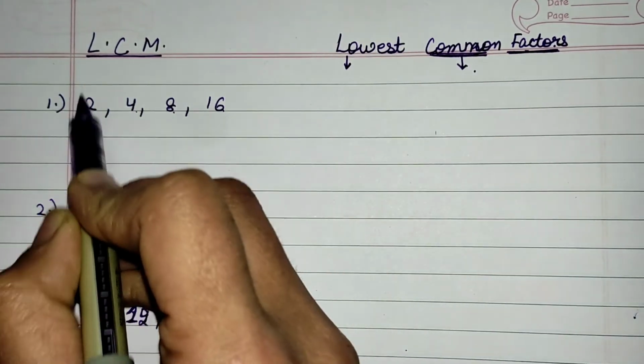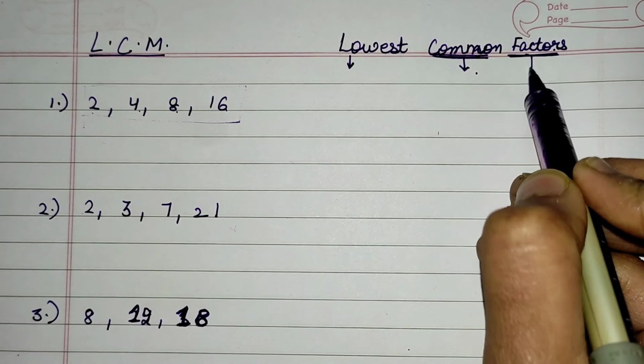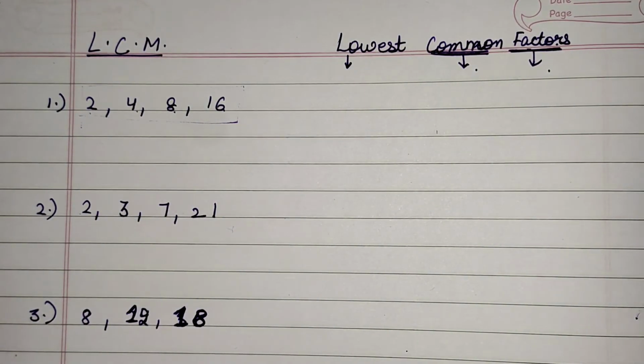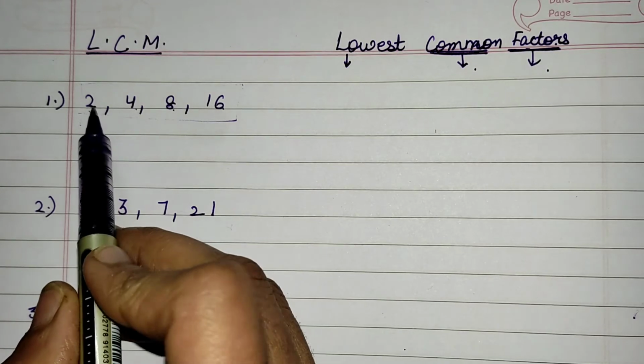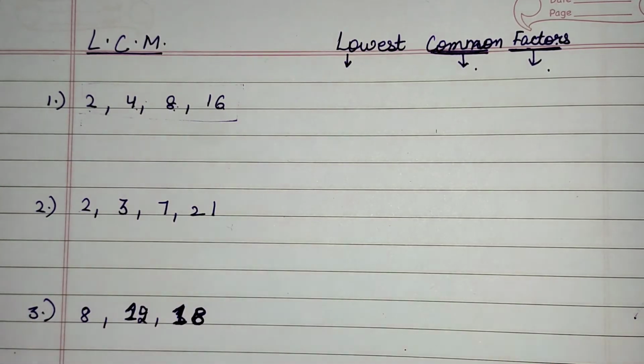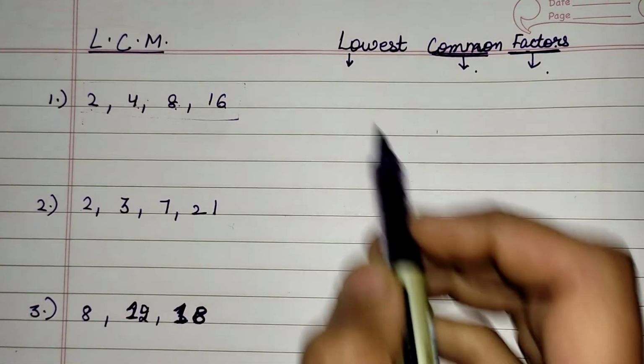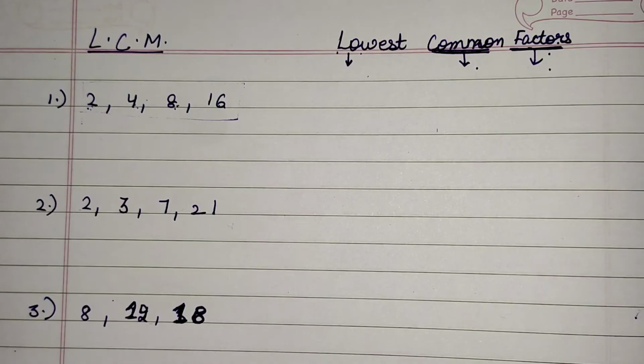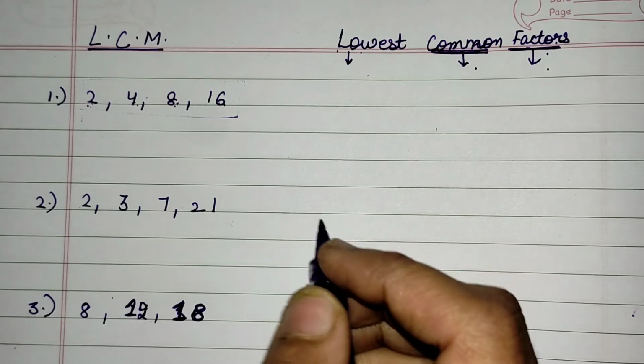The number which is common for all the given numbers should be lowest, it should be common for all the numbers, and it should be a multiple of all the numbers. So we have to find such a number which is common for all and is of lowest value.